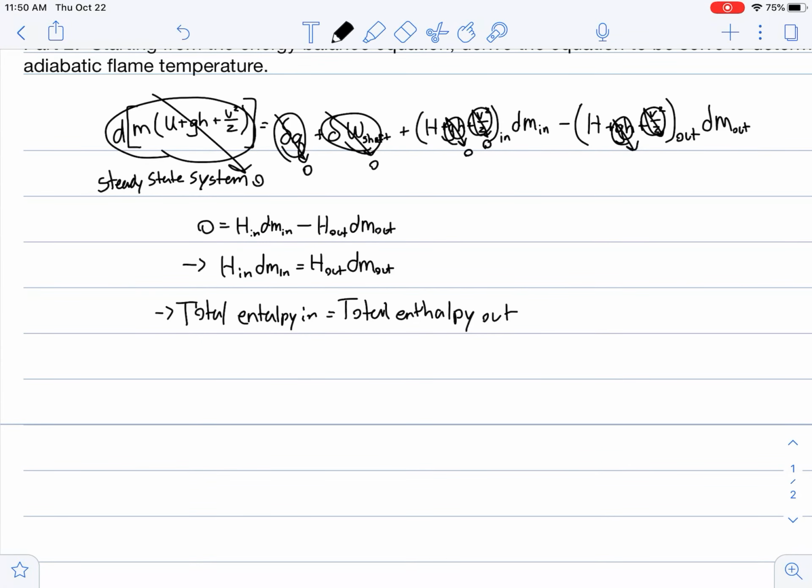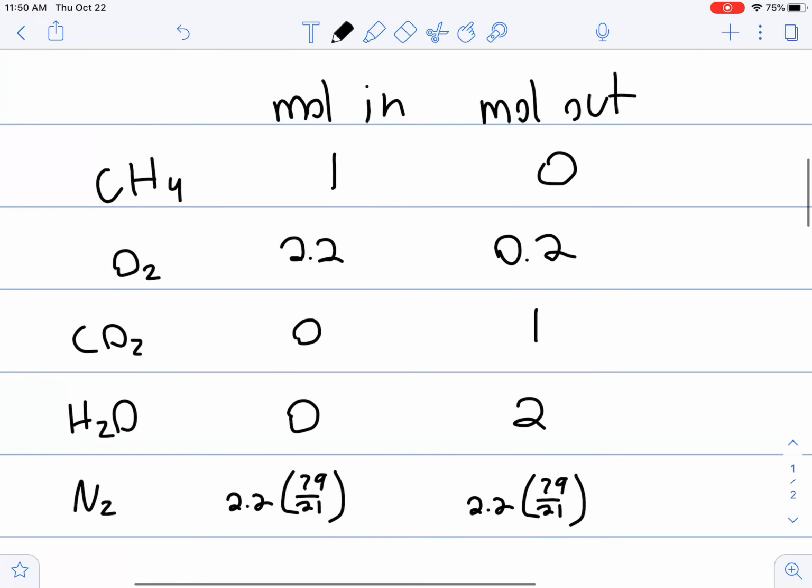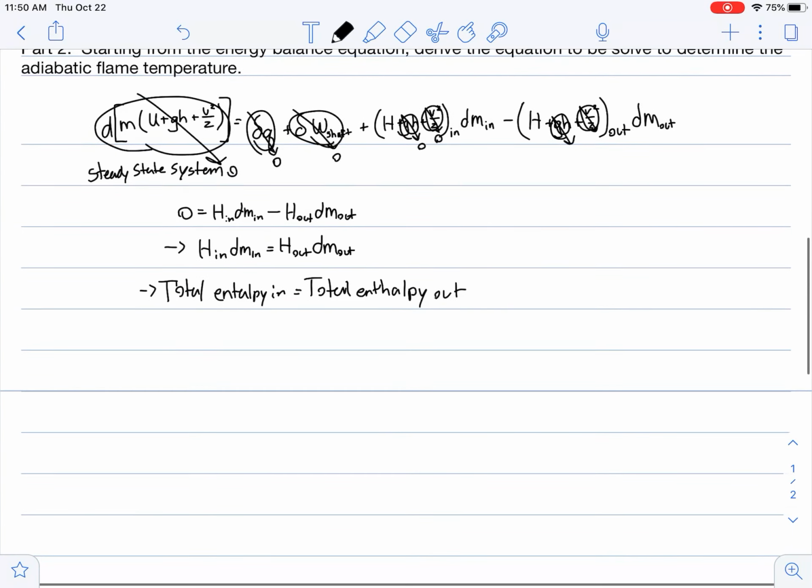Now, how would we go about calculating total enthalpy in and total enthalpy out? So if we use a little bit of intuition, we know that a total is a sum of all parts. And our parts in this equation being the different components that we solved for in part 1 are methane, oxygen, carbon dioxide, water, and nitrogen. So if we want to find the total enthalpy of everything we're putting in, we want to find the enthalpies of all the components that we're putting in.